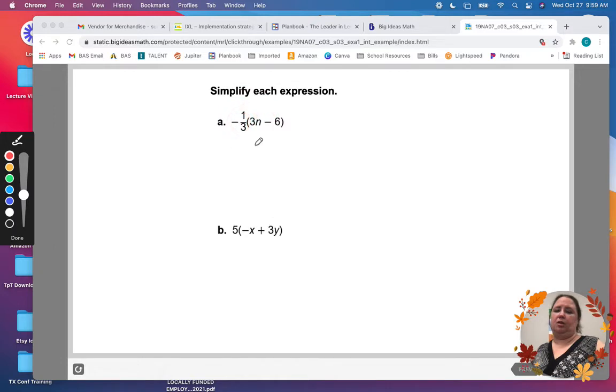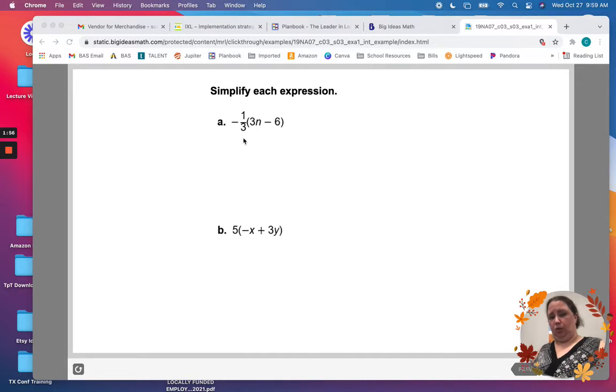Okay? So I'm going to do negative 1/3 times 3. What do you get? Negative. Okay, when it's a whole number, what do you put it over to do the multiplication? 1. So what's 1 times 3? 3. And 3 times 1? 3. So we have 3 over 3, which is? 1. So the answer would be negative 1n.